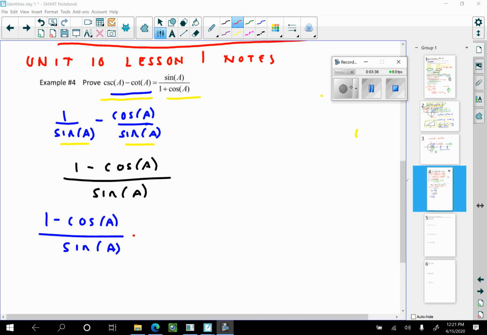I'm going to multiply this by 1. Get my pen to work here. 1 plus cosine A divided by 1 plus cosine of A. Okay.